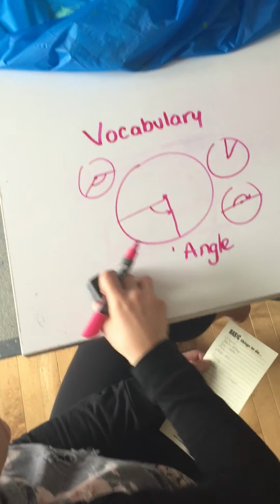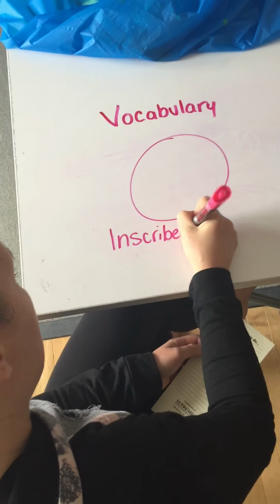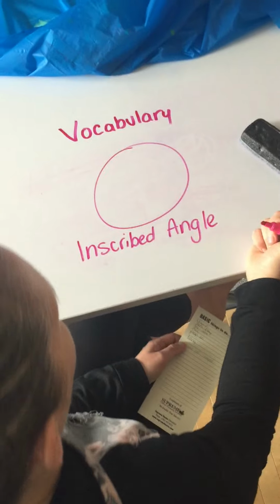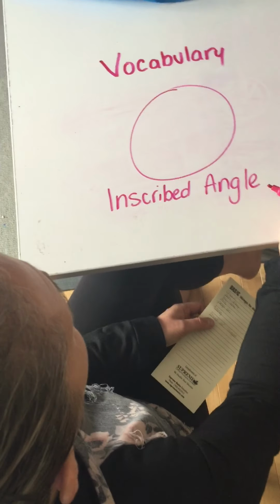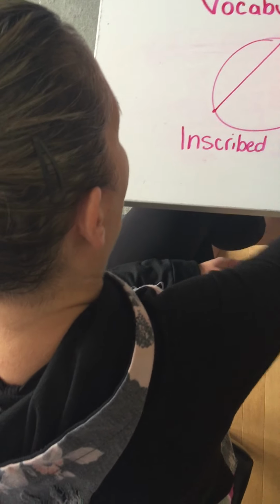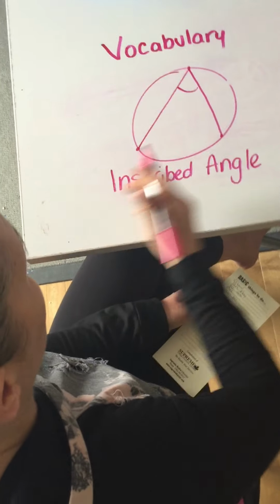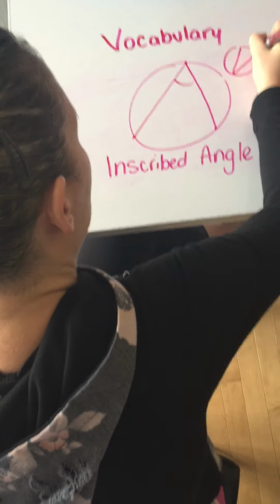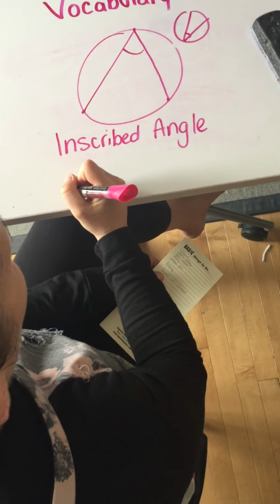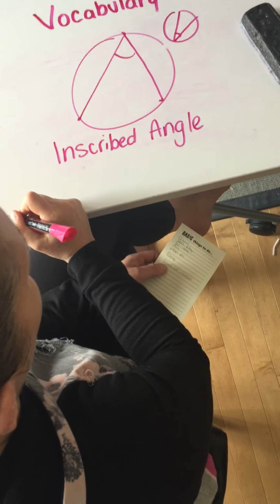Next up is an inscribed angle. An inscribed angle is any angle where all 3 points are on the circumference of the circle. So these are all on the circumference of the circle. That angle would be called an inscribed angle. That would be an inscribed angle. It can go anywhere in the circle. As long as all 3 points are on the circumference, it's inscribed.